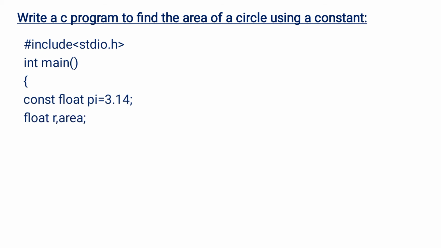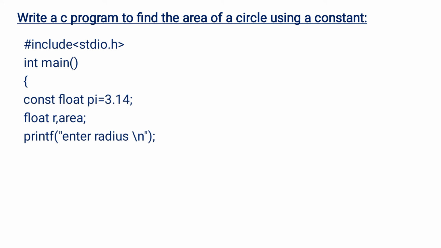Next, again I am declaring two variables, r and area, of float data type. Here we are going to find the area of a circle. So first of all we have to know the principle to find the area of a circle, which is pi r square. So I am creating the pi constant, r as a float variable, and area is the variable which is used to store the result.